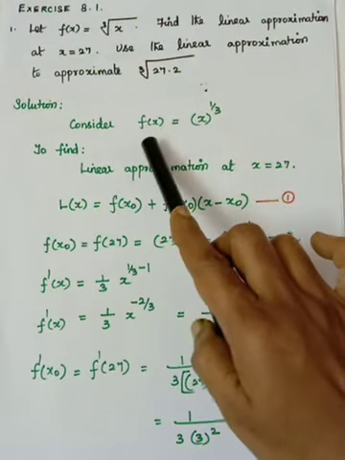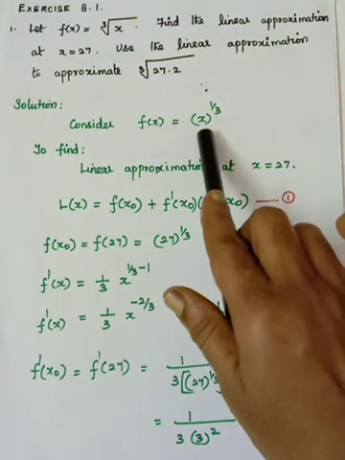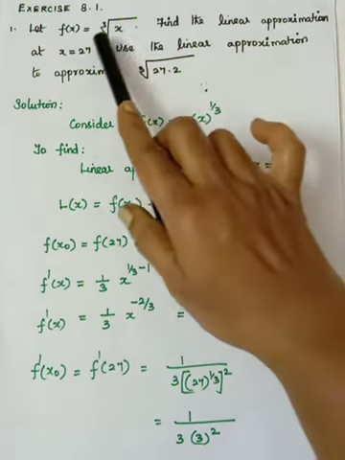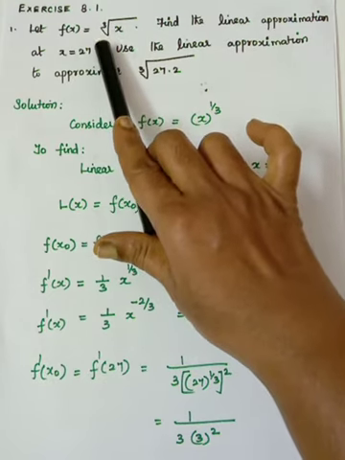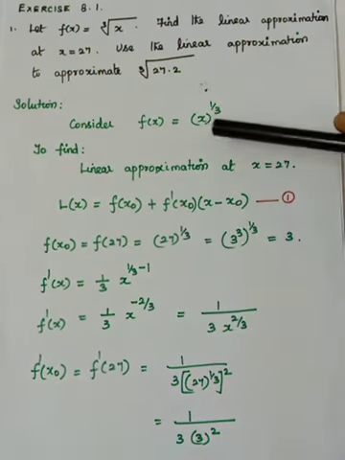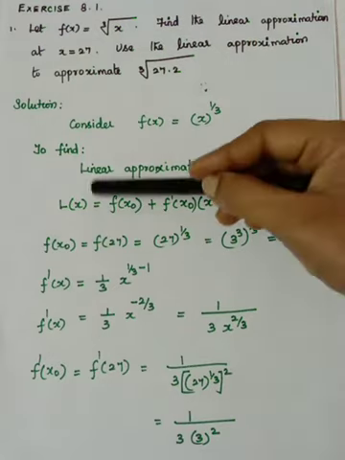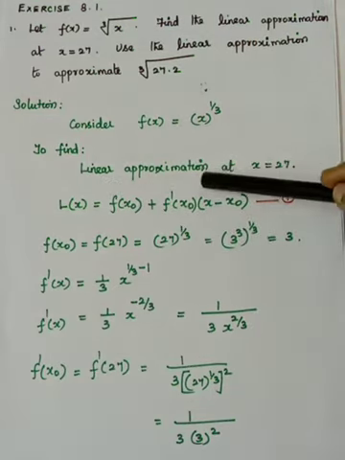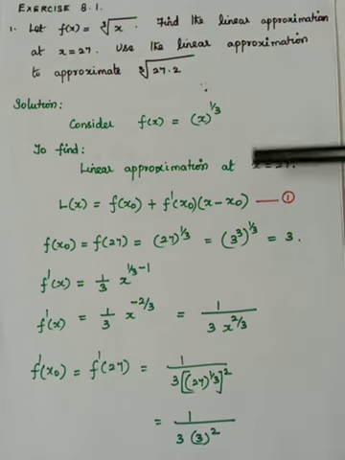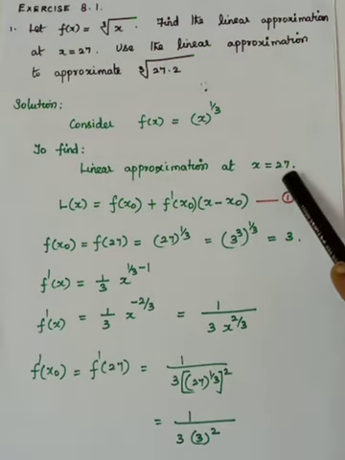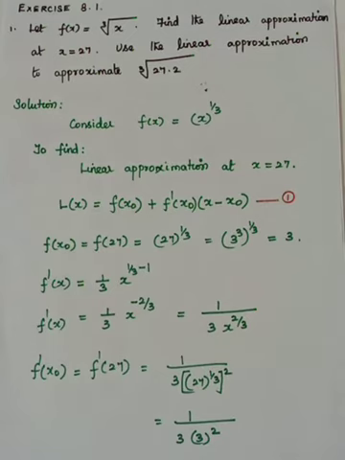Here the function is given as f of x equals x power 1 by 3. This is the cube root of x, so I have taken it as x to the power 1 by 3. Now what do you have to find? The linear approximation of the function at x equals 27. So here we have to take x naught equal to 27. X naught is now 27.